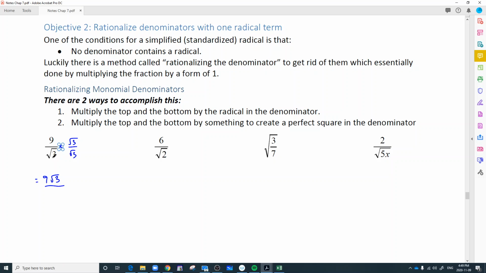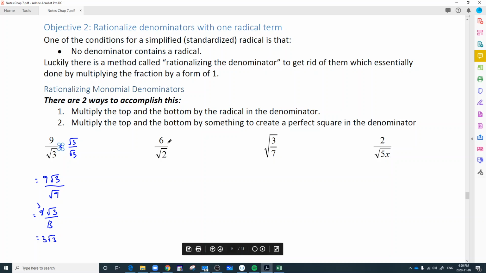And then on the bottom, you end up with root 3 times root 3, which is root 9. If you simplify the square root of 9, you end up with 3. So then you end up with 9 divided by 3 is 3, and you can simplify this to 3 root 3. So again, this is just a process of simplifying. If you type 9 divided by root 3 into your calculator, you're going to get the same as if you typed in 3 times root 3.